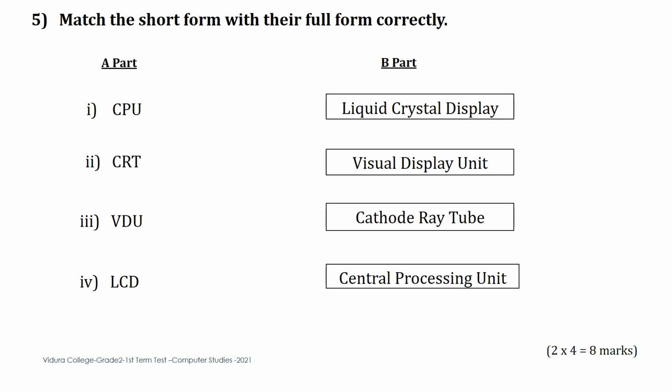Question number 5. Match the short form with their full form correctly. Roman number 1. CPU. Find the full form from B part and you can match.